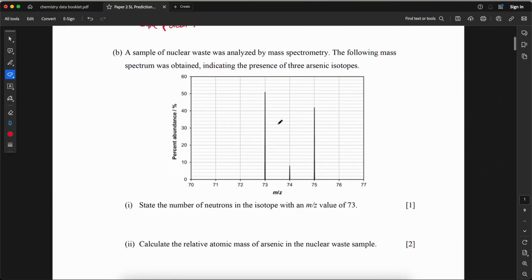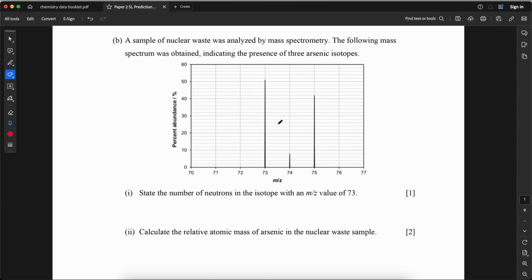A sample of nuclear waste was analyzed by mass spectrometry. The following mass spectrum was obtained, indicating the presence of 3 arsenic isotopes. State the number of neutrons in the isotope with the m/z value of 73.